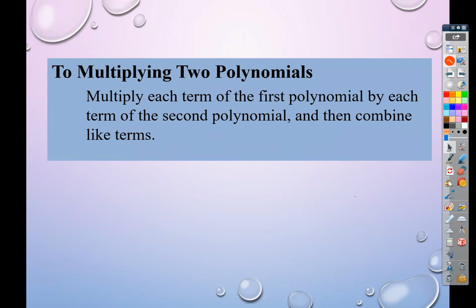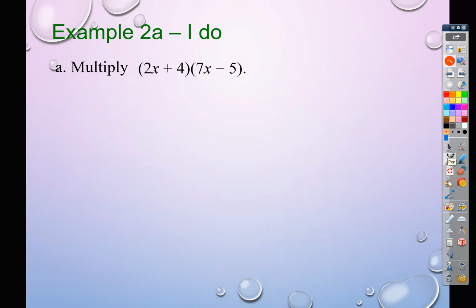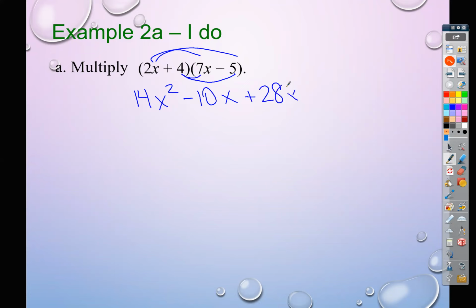To multiply two polynomials, multiply each term of the first polynomial by each term of the second polynomial, and then combine like terms. So you're going to distribute, okay? So we're going to multiply 2x times everything. So 2x times 7x is 14x squared. 2x times -5 is -10x. Then we're going to multiply the 4 times everything. So 4 times 7x is 28x. 4 times -5 is -20.